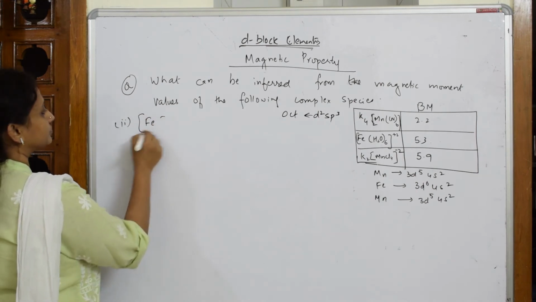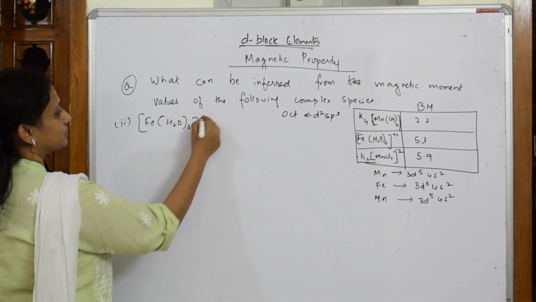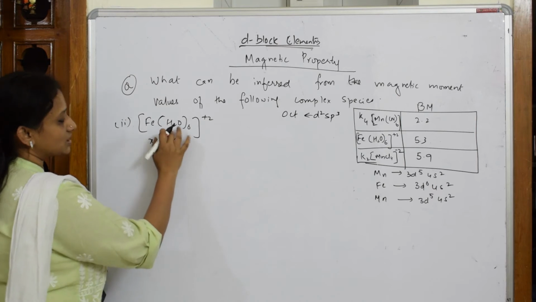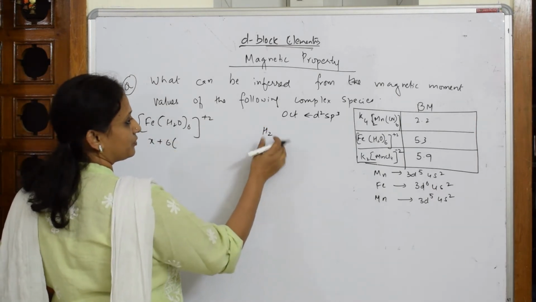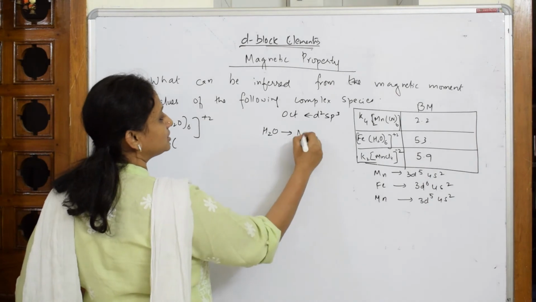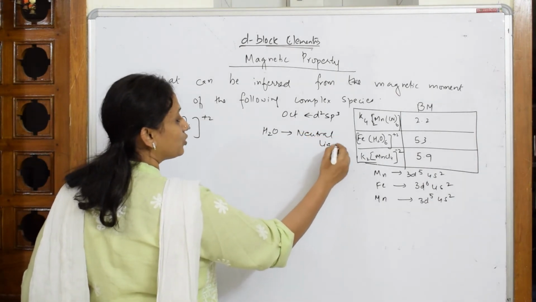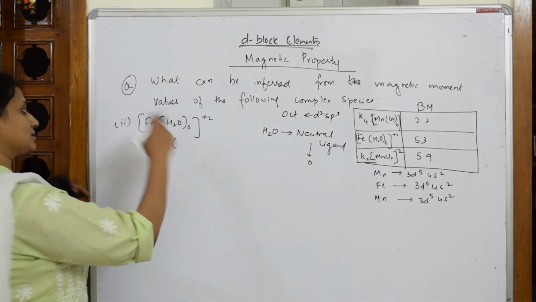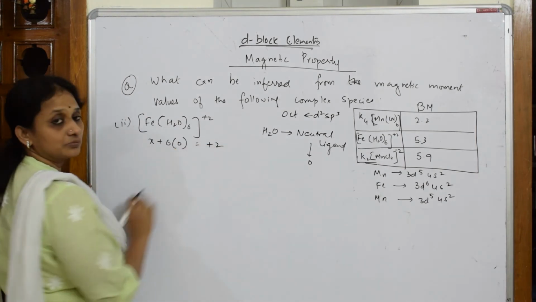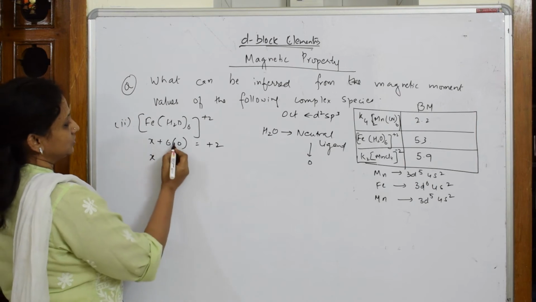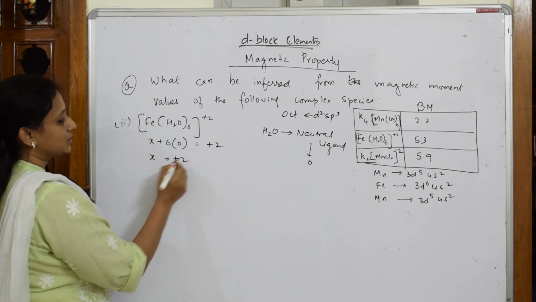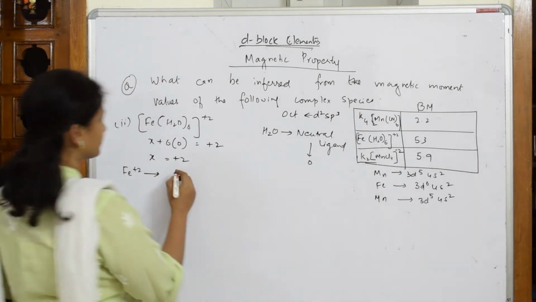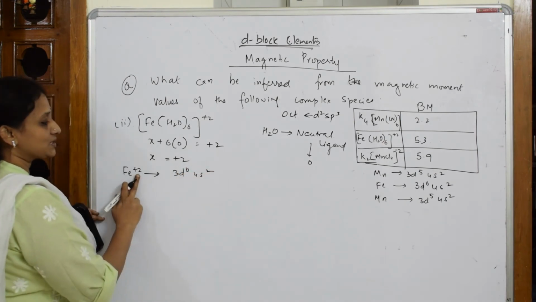Fe water 6, +2. First calculate the oxidation state X. Now here 6 into, what is the type of water molecule? Water is a neutral ligand. As I said, ammonia and water are neutral ligands, so the charge on water is 0. So write that here, +2. So X, this is 0, the left is +2. So what do I have? Fe +2 oxidation state. Write that configuration for iron. It is 3d6 4s2. For +2 this becomes 0.